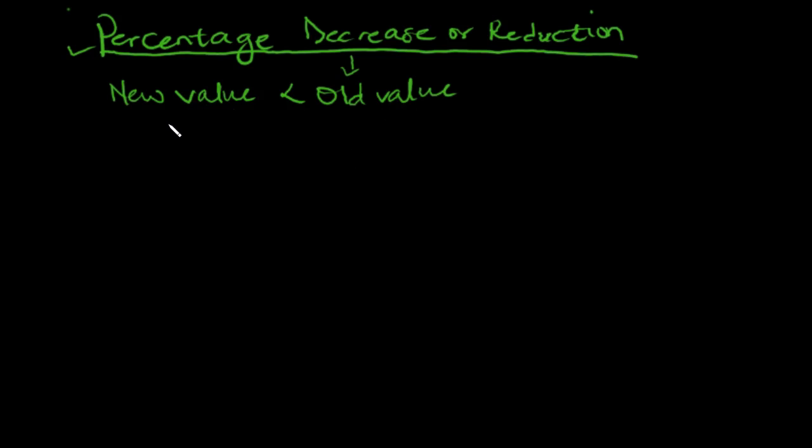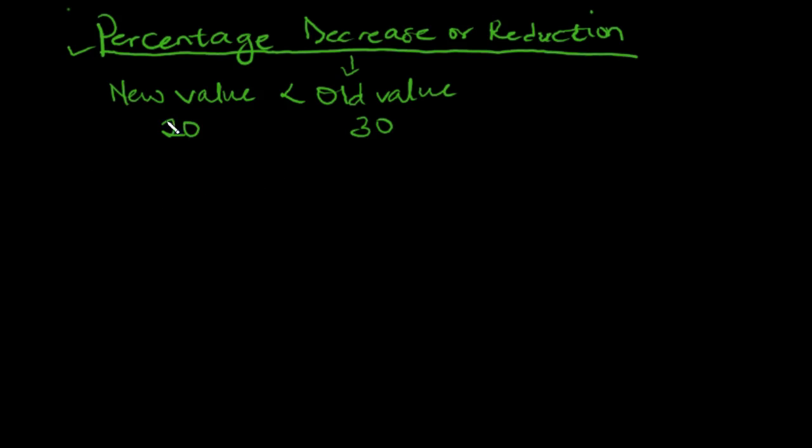Or say the old value is greater than the new value. So if this is, let's say, 20 and this was 30, you can see there's a decrease already. Or you can say reduction, whichever form it comes: percentage decrease, percentage reduction, percentage loss. And the opposite would be percentage increase, percentage gain. So it depends on what you are trying to solve.